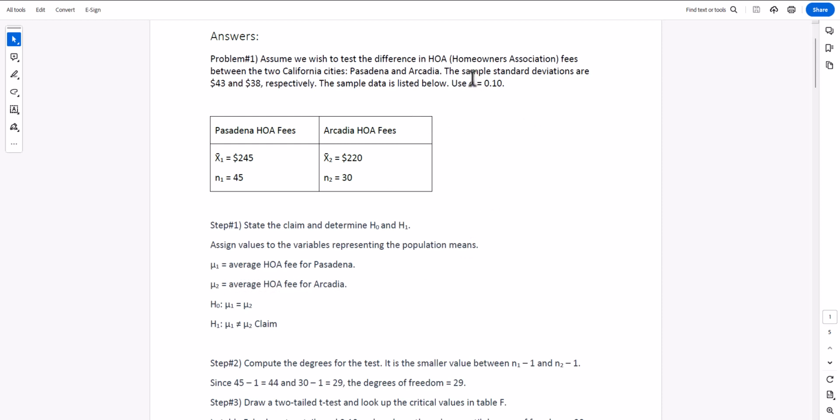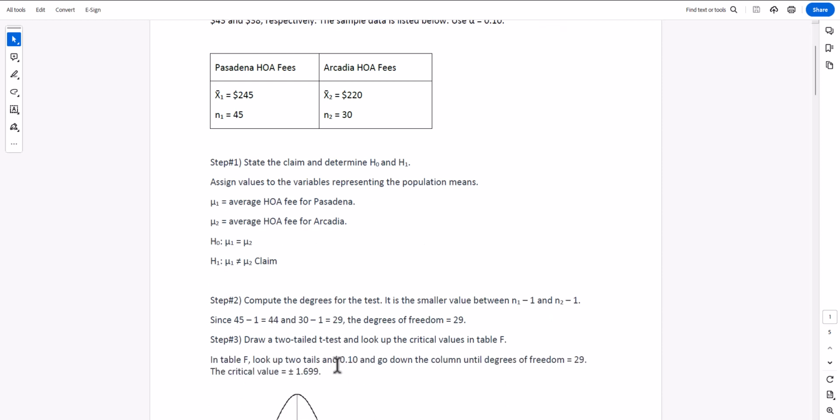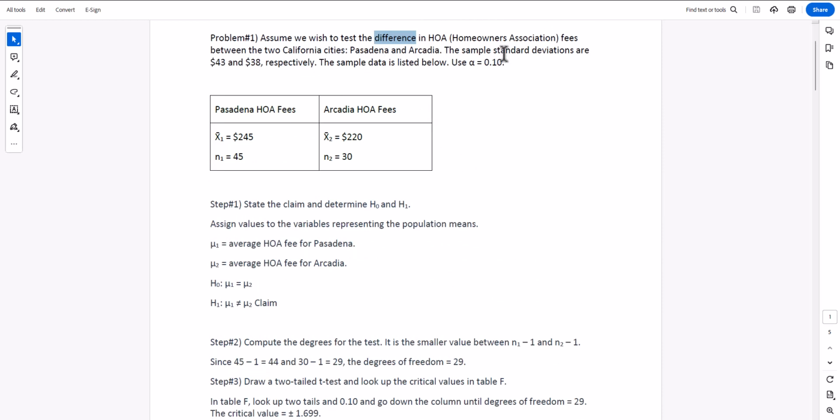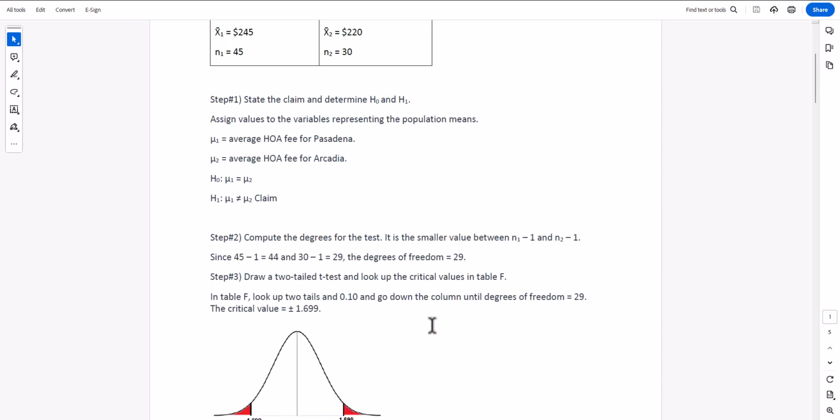We're given the word difference in the problem. This means not equal to. So the claim is that the two means are not equal. When it's not equal, that's an H sub 1 statement. H naught is that the two means are equal. This is a t-test because we are given the two sample standard deviations.